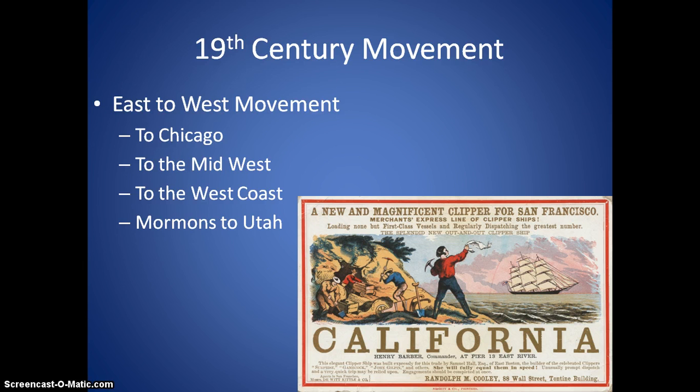You have the move to the Midwest as farmers are going out to claim land and to settle new land, especially those Germanic farmers coming over to start a new life. The move to the West Coast for things like the gold rush. The Mormons moving to Utah because of religious persecution.